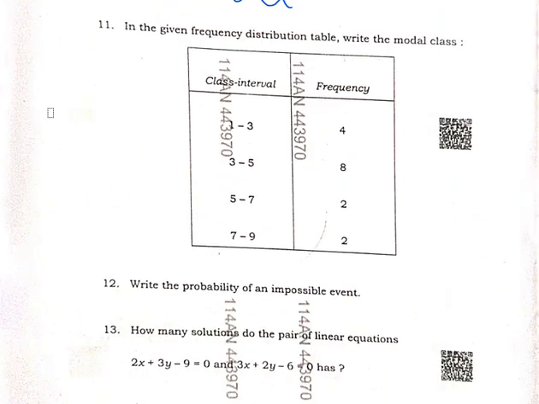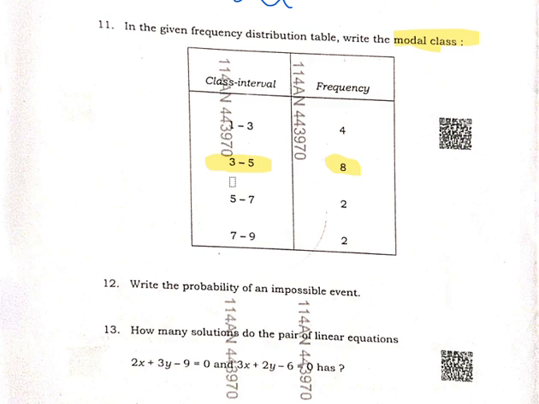So next one, that is the 11th question. They have given a frequency distribution table. Write the modal class. In this table, they have given class intervals and frequencies. Which one has the highest frequency? 1 to 3 has frequency 4, 3 to 5 has 8, 5 to 7 has 2, and 7 to 9 has 2. The modal class is the class interval which has the highest frequency. The highest frequency here is 8, and the corresponding class interval is 3 to 5. So the modal class is 3 to 5.